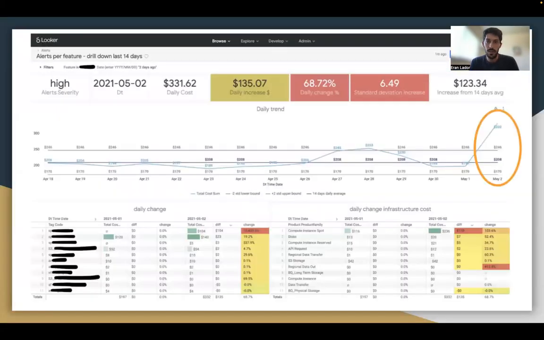So what is a cost anomaly? This example is from something that I built at AppsFlyer, an in-house anomaly alert tool. What we can see here in the blue line is the actual cost, and then this is the average, and two standard deviations above and below are the upper and lower bounds. Once the cost exceeds the bounds, we call it a cost anomaly.